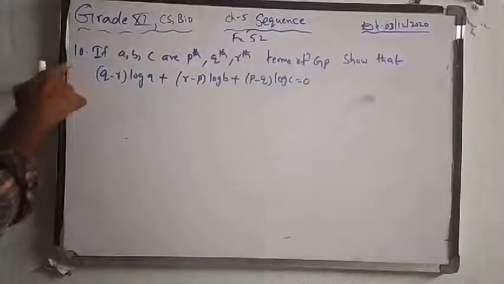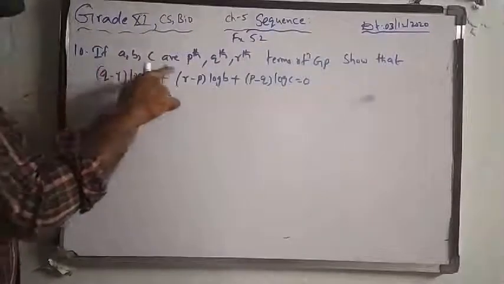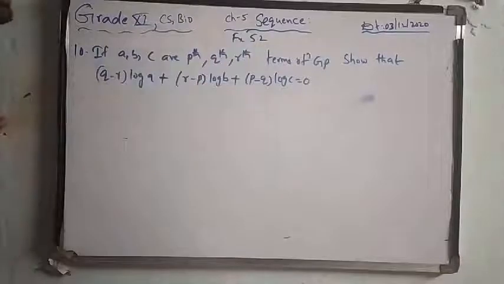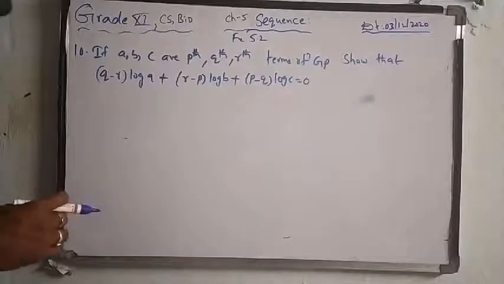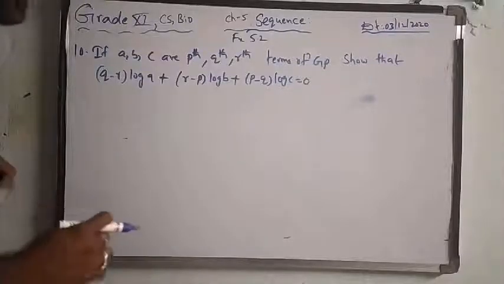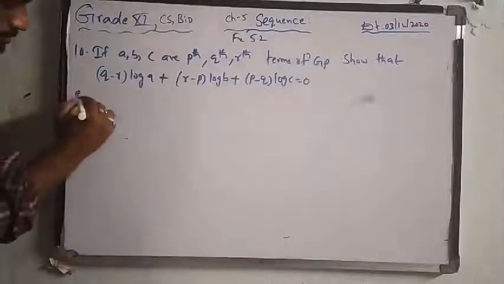Next, let us start the 10th question. If A, B, C are the pth, qth and rth terms of a GP, show that (q minus r) log A plus (r minus p) log B plus (p minus q) log C is equal to 0.